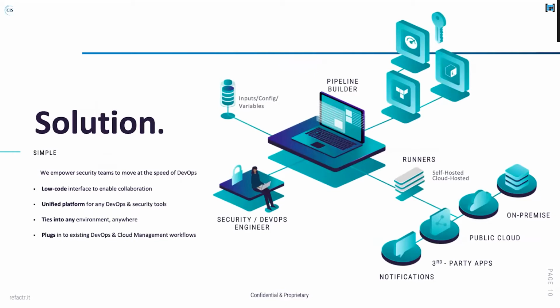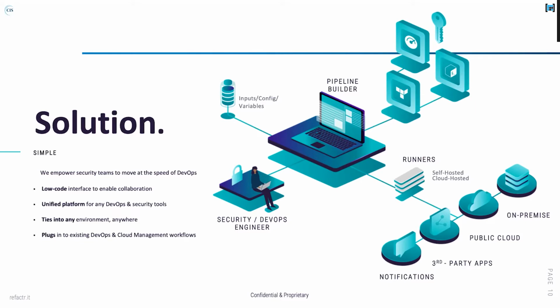So we built what we call the Refactr platform, and our whole goal is to empower security teams to be able to work alongside DevOps teams and really move at the speed of DevOps. The front end has been geared towards a low-code type of approach to enable collaboration, but everything in the platform is backed by open source tools and technologies and other super cool tools like CISCAT. Our other piece is to be able to tie into any environment anywhere, whether it's on-premise or in the cloud. It shouldn't matter where the environment is, you should be able to create and run your automation and all of the automation content wherever you want.